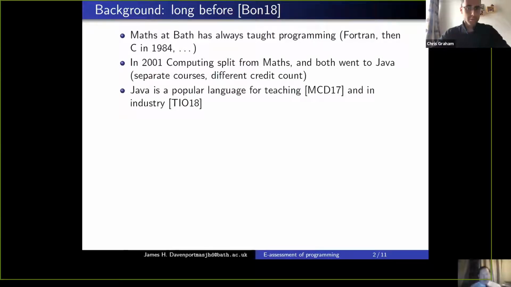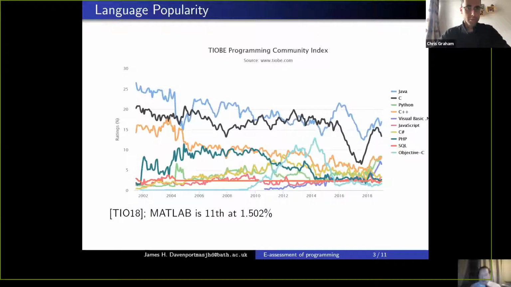And Java, of course, is a popular language for teaching, as we discovered when we did our survey, and indeed in industry. The industry statistics show that Java is just about ahead of C. It's the most popular language. Those are the top 10. In fact, MATLAB is 11th. So it's not a completely silly language.